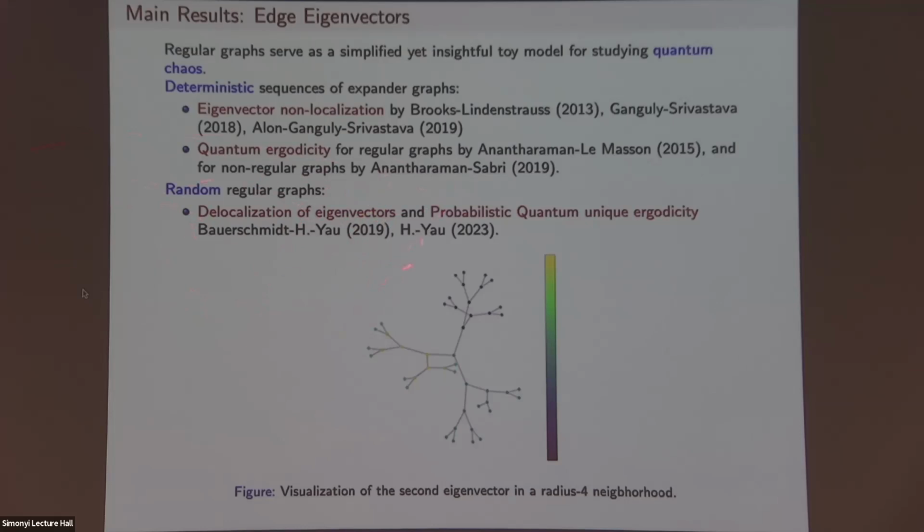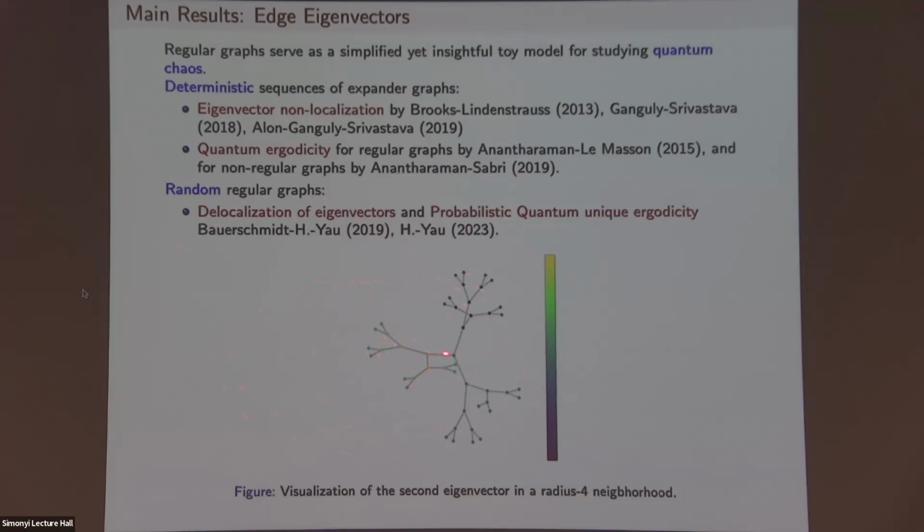And for this random regular graph, you can even ask more refined questions like, what do those eigenvectors look like? Like in this picture, if you look at one point of the graph and look at a small radius, then this neighborhood will be just a tree, a truncated tree.